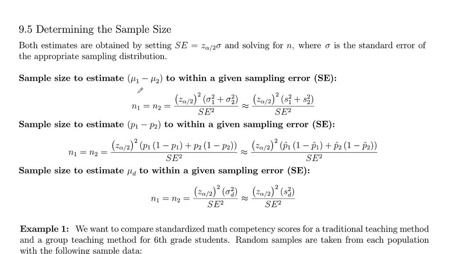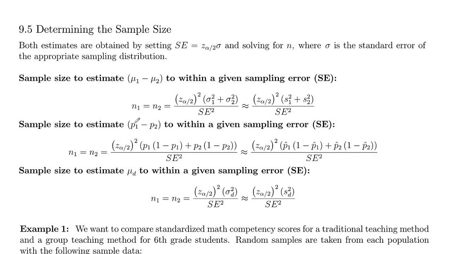If you're looking for the sample size to estimate a difference in population means to within a given sampling error, then solving that formula for n will give you Z alpha over 2 squared, sigma 1 squared plus sigma 2 squared, over the sampling error squared. But usually you don't know those population standard deviations, so you use the sample standard deviations.